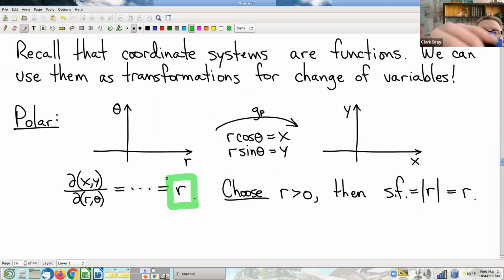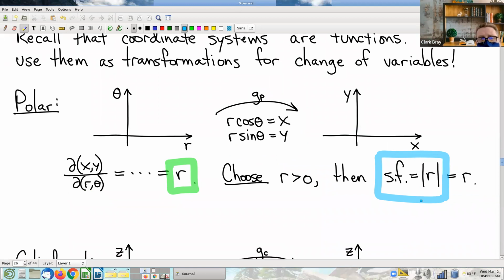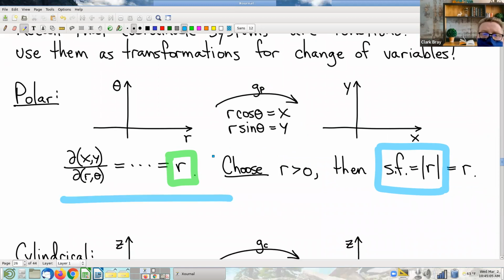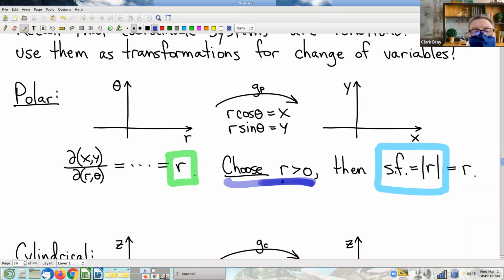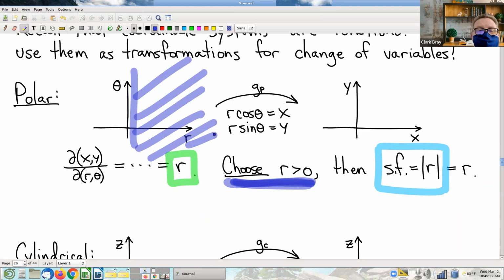Now, is that our stretching factor? Well, close, but not quite. We have to be careful with this. The stretching factor itself, of course, is the absolute value of that determinant. So you don't want to spike the football right here and say the stretching factor is r, done. No, it's the absolute value of that thing. But if you make a promise, I promise I will only choose positive values of r, that's it.